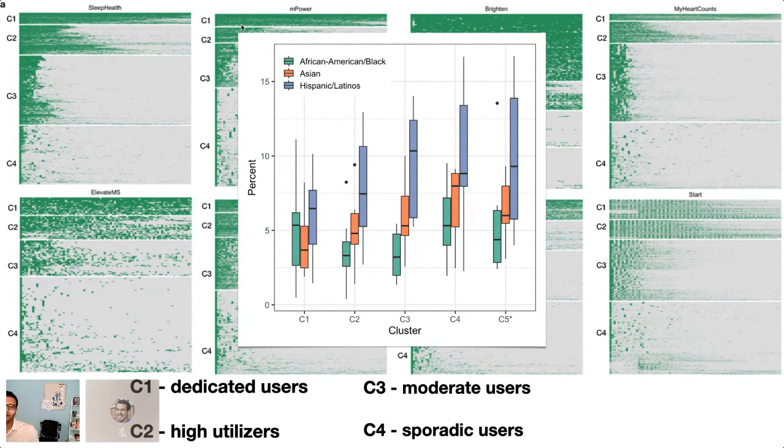There is significant over-enrichment of minorities in the least active clusters. That's where the challenge is, right? Not only do you have differential recruitment based on where the minorities might be located, but they also leave the study early or differentially engage in a way that's not very continuous. So a lot of work needs to be done in that space.